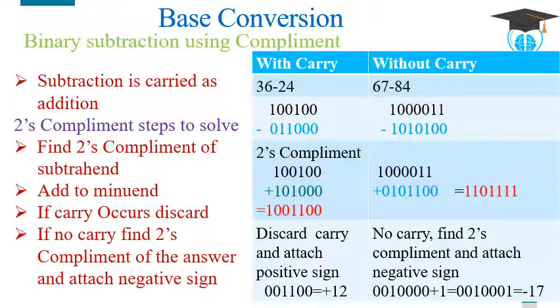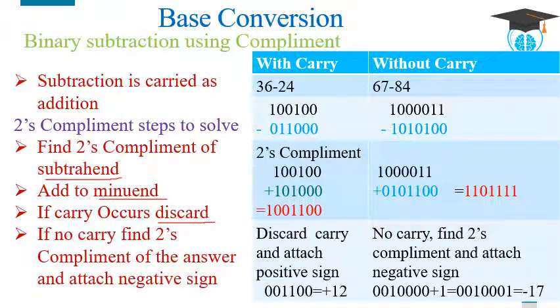Let us see the process of binary subtraction using the 2's complement method. Here also subtraction is carried out as an addition. In the 2's complement method, the first step is to find the 2's complement of the subtrahend, and add it to the minuend. If a carry occurs, discard it.